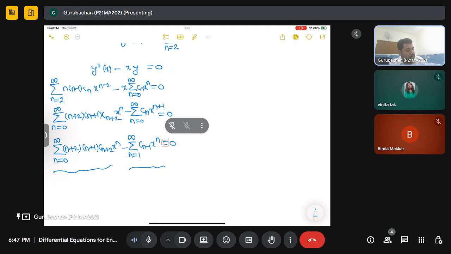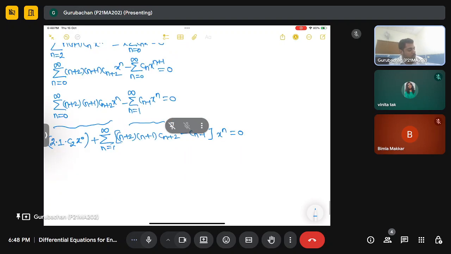So what we will do, we will substitute 0 and take that term outside explicitly, and the rest of the part will be the sum of (n+2)(n+1) c(n+2) minus c(n-1), times x to the power n, is 0. So from here your c2 will be 0 and your c(n+2) will be c(n-1) divided by (n+2)(n+1), where n is greater than or equal to 1.